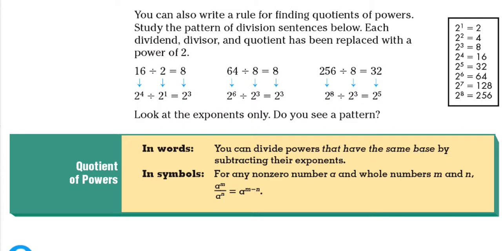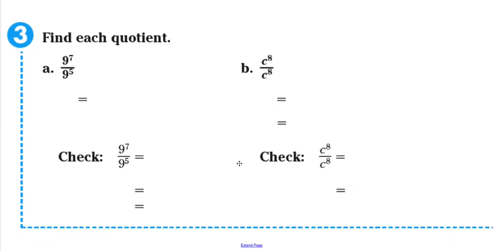Okay, so in the quotient of powers, you can divide powers that have the same base by subtracting their exponents. Again, the term same base. It only works if they have the same base. If they do not have the same base, this will not work. You can divide powers that have the same base by subtracting their exponents. In symbols, for any non-zero number a and whole numbers m and n, when you have a to the m over a to the n, it's the same as a to the m minus n.